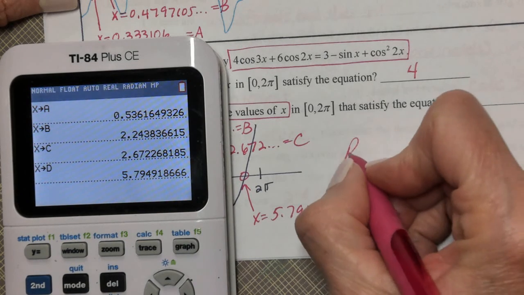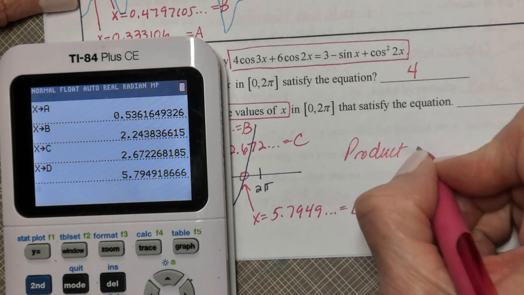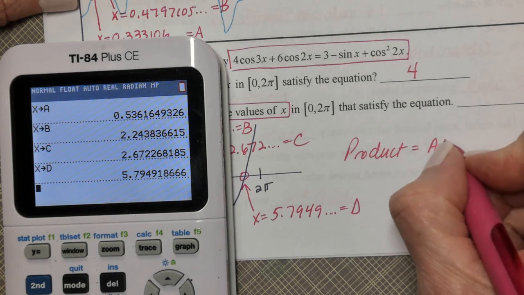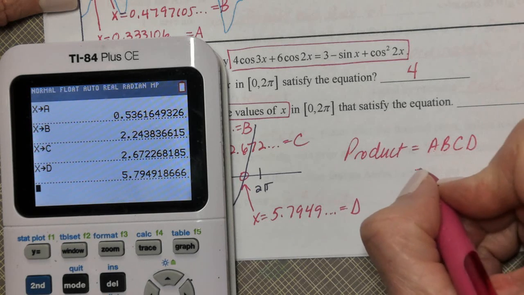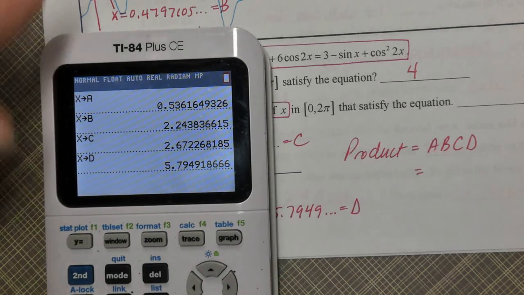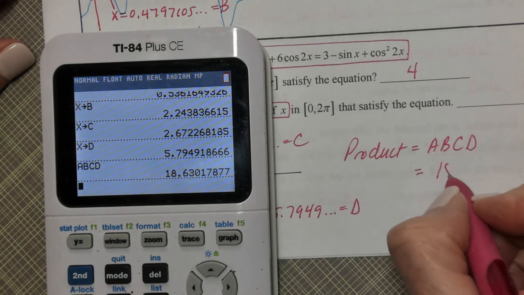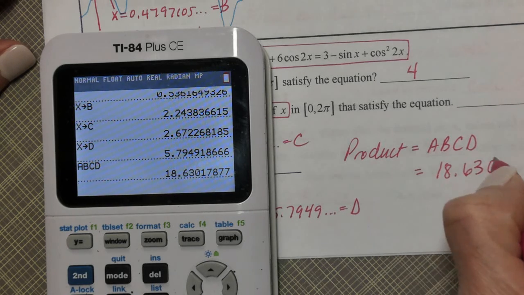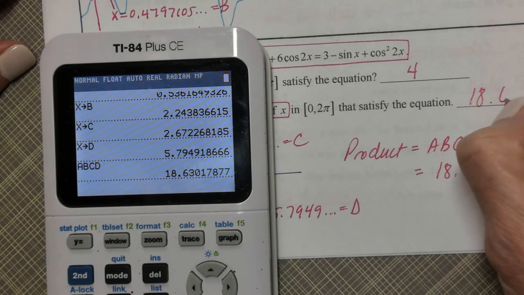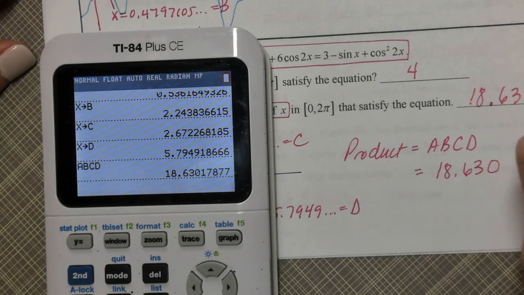If I want the product of those values, it'll just be A times B times C times D. So A times B times C times D. And that gives us 18.630 if we round it to just 3 decimal places.